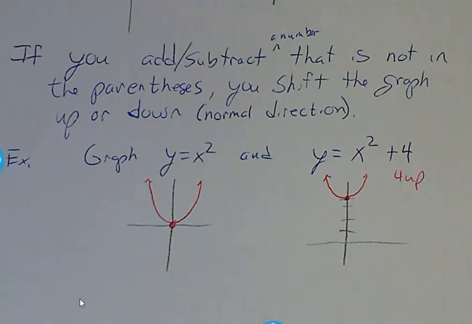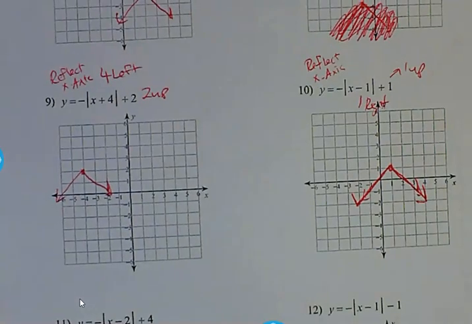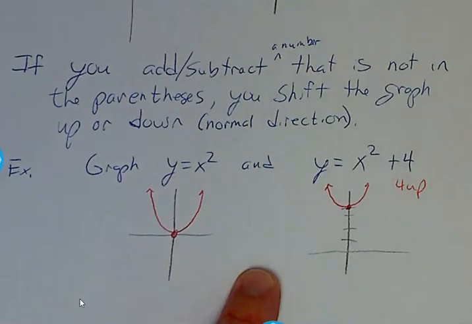Okay, so again, the only difference between these graphs and these graphs with absolute value is absolute value is always a V-shaped graph. These graphs are always a U-shaped graph, or a parabola.